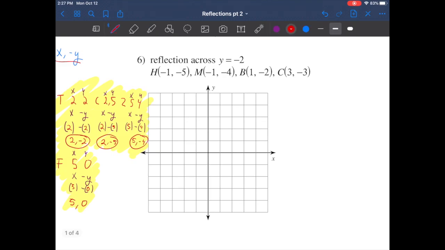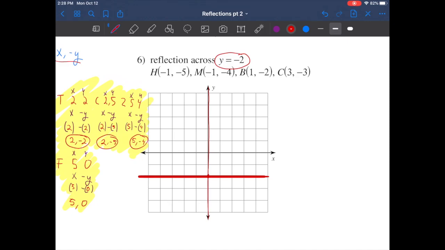Same steps. What you want to do is first, let's find our, here we go. We have y equals negative 2. Well, let's find our y line. Here's my y line. Where is negative 2? Well, that is right there. So let's draw a line across that y line, which is like this. All right, cool.